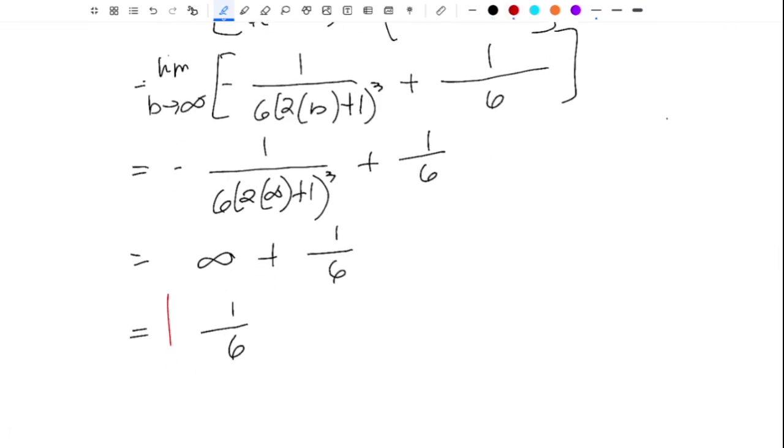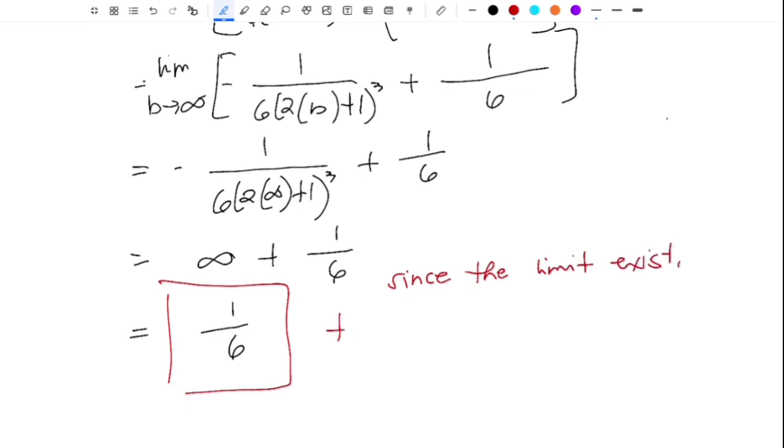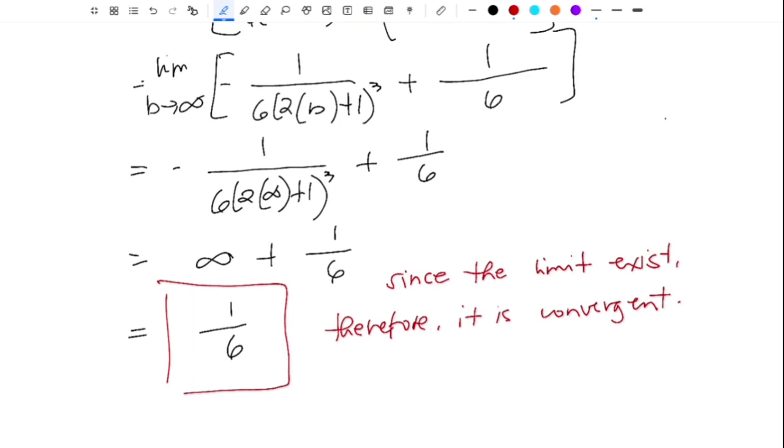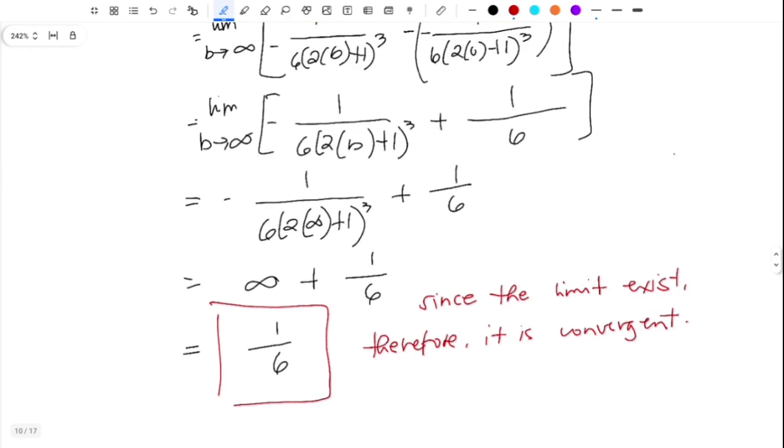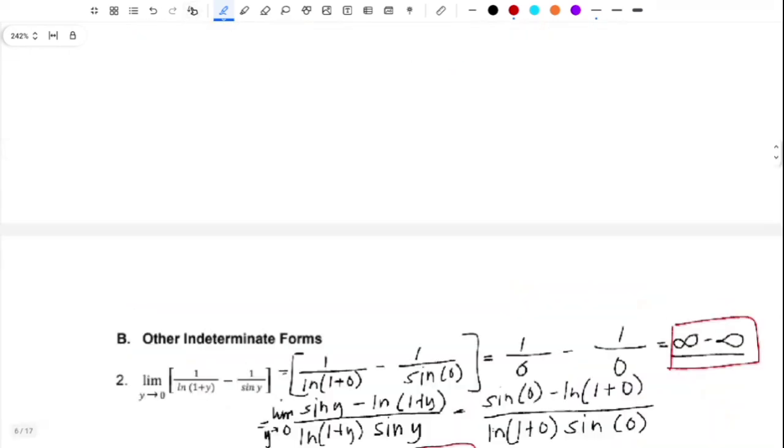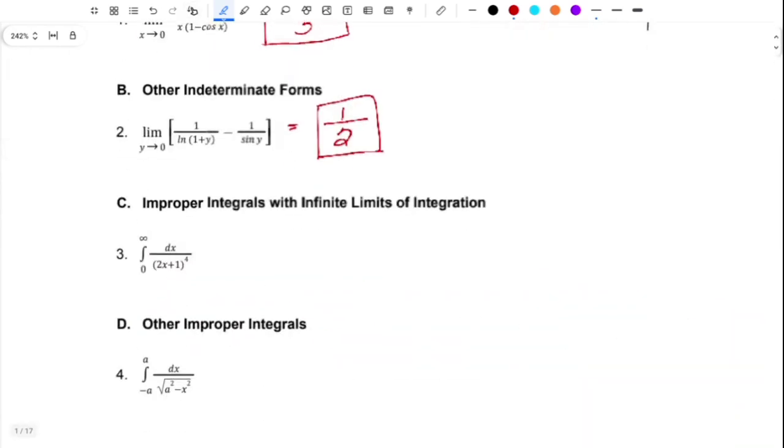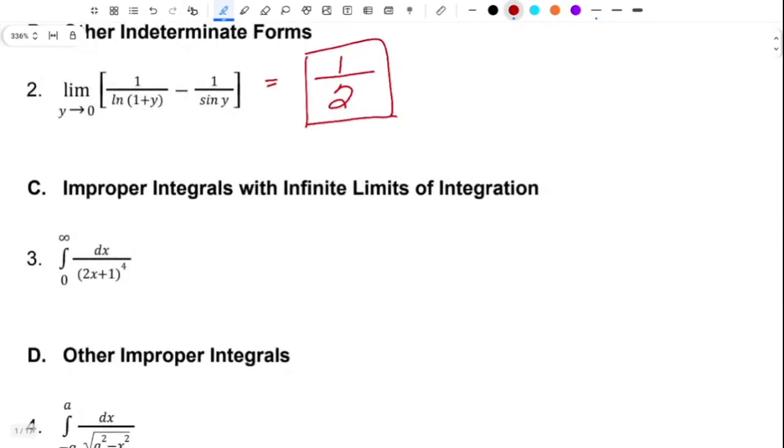Therefore, this is our answer. Since the limit exists, it is convergent. And that is the answer for our item number 3, which talks about improper integrals with infinite limits of integration. Now let's put the answer here: 1 over 6, convergent.